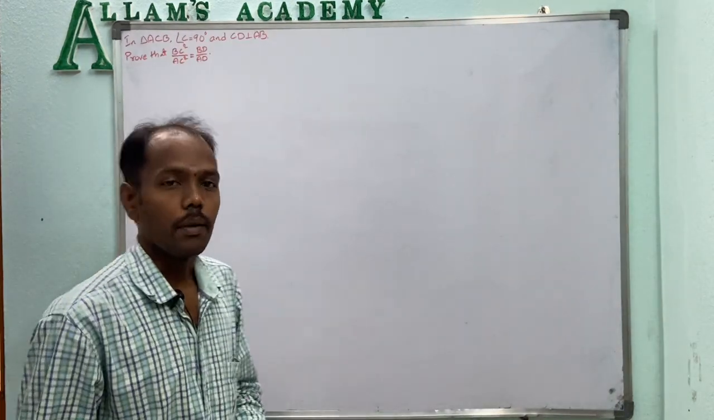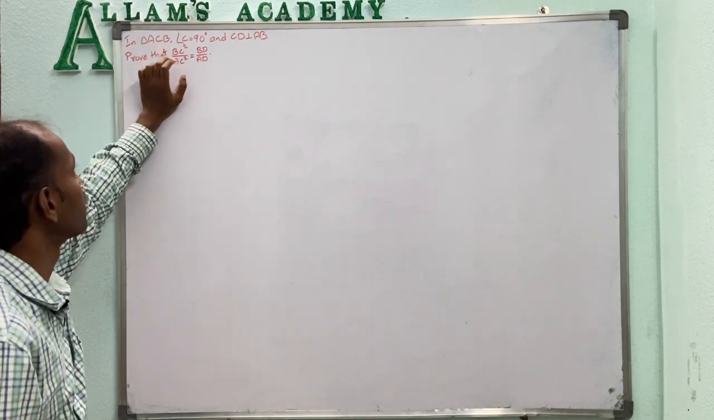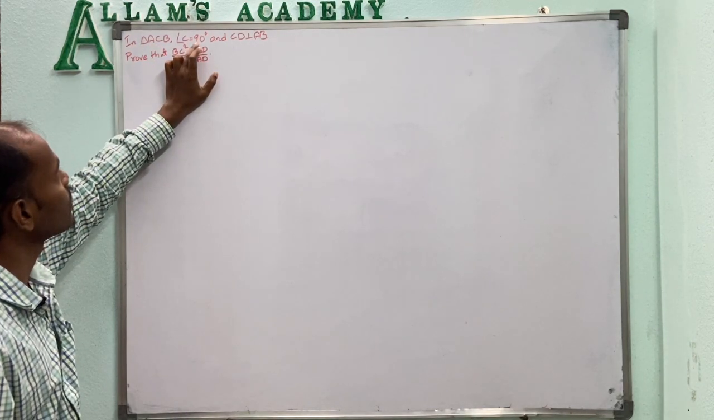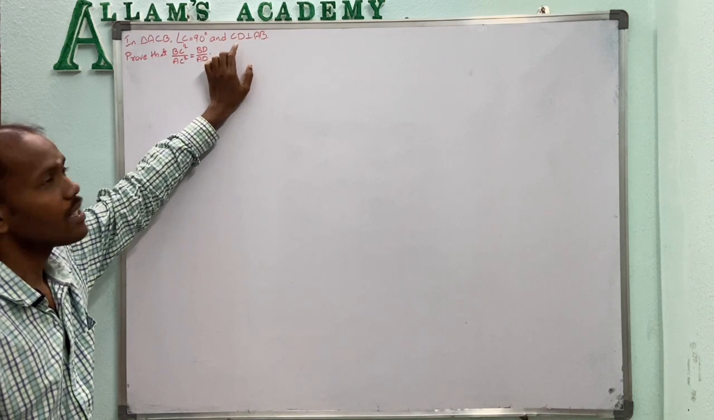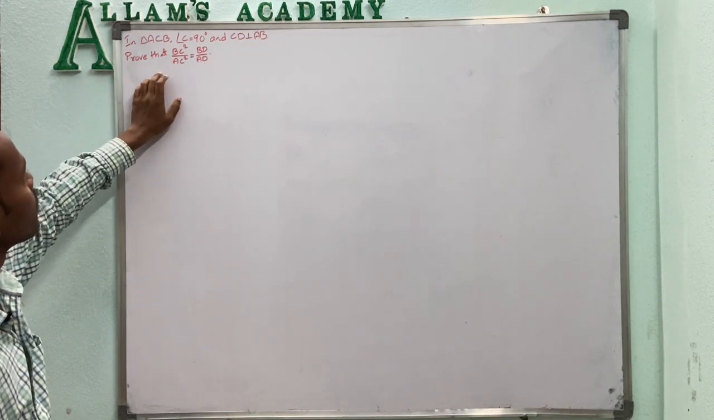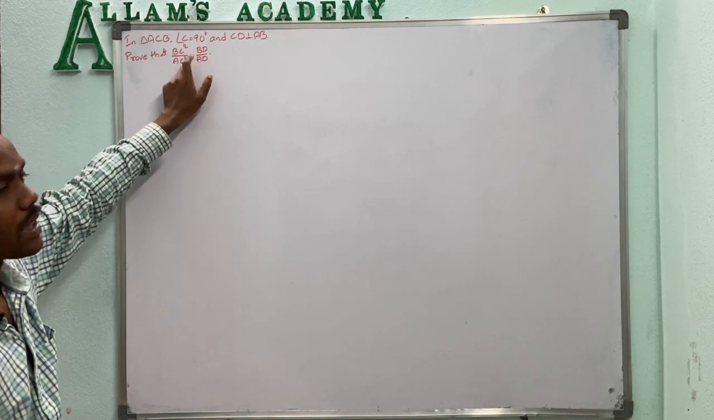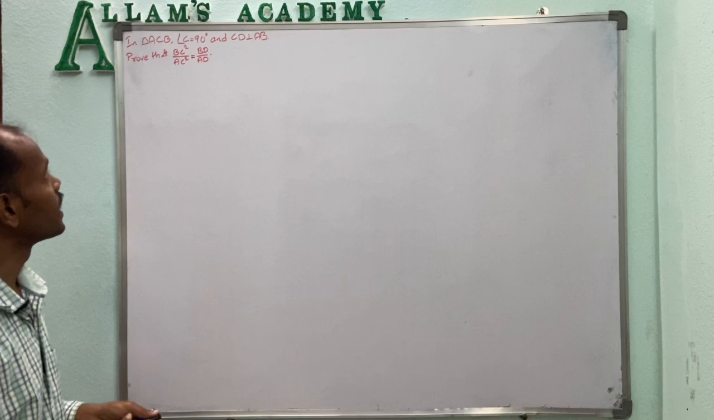Okay, a problem is given: in triangle ACB, angle C equals 90 degrees and CD is perpendicular to AB. Then prove that BC square by AC square equals BD by AD.